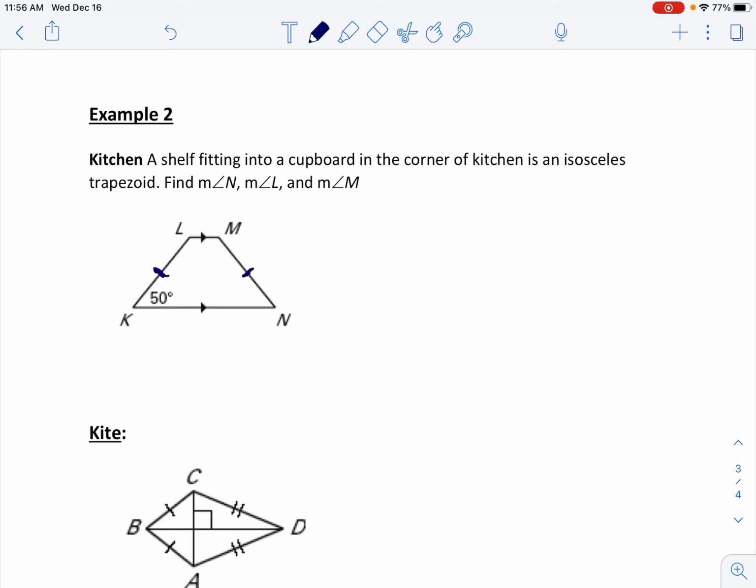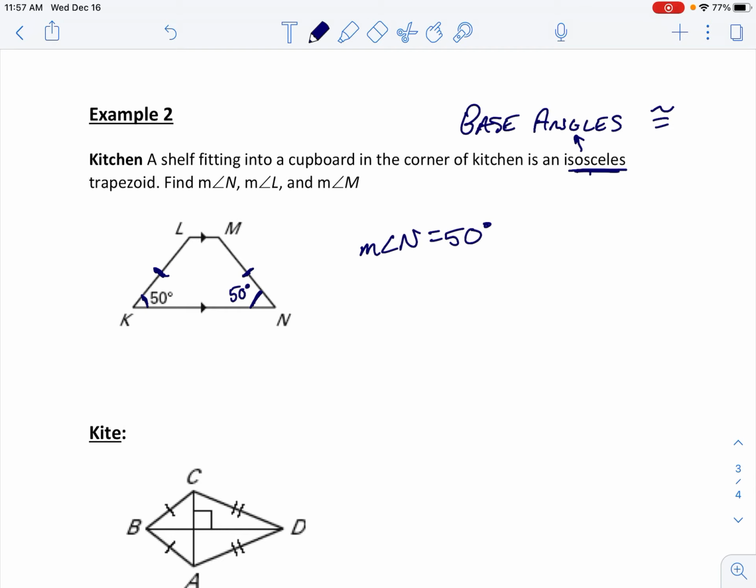Kitchen: a shelf fitting into a cupboard in the corner of a kitchen is an isosceles trapezoid. They want us to find the measure of angles N, L, and M. So we want to make sure that we have this isosceles trapezoid, which means base angles will be congruent. That is our ticket here. Isosceles means base angles are congruent. So when I look at K, which is 50 degrees, its base angle would also be 50 degrees. So the measure of angle N would equal 50 degrees.